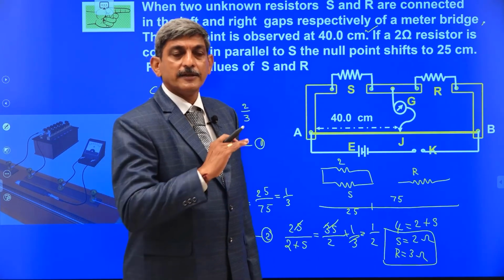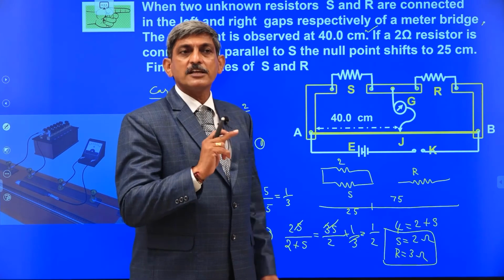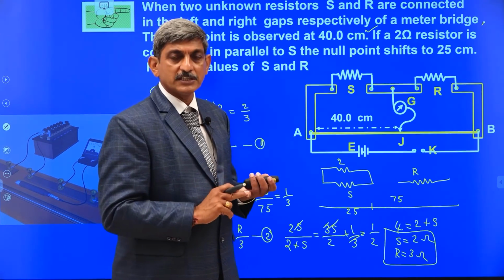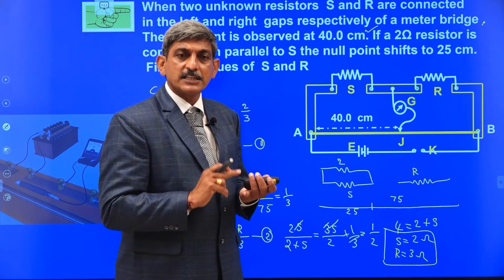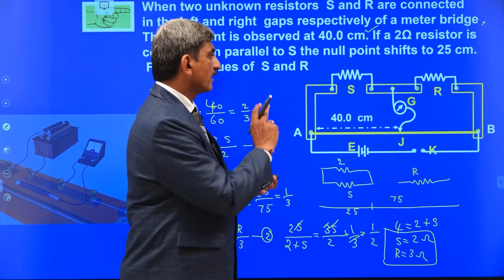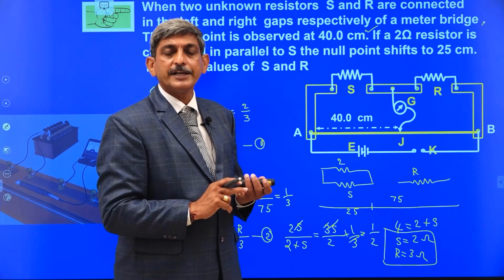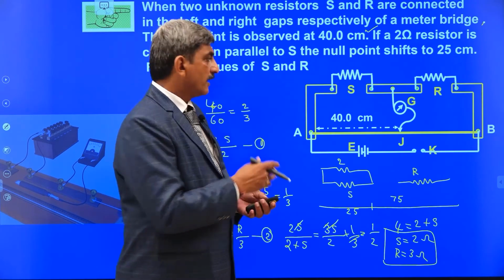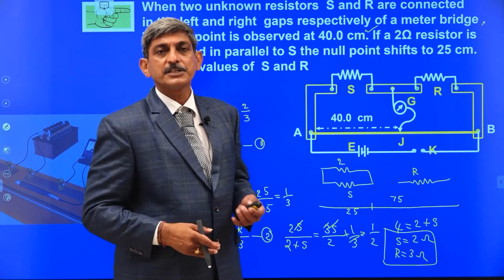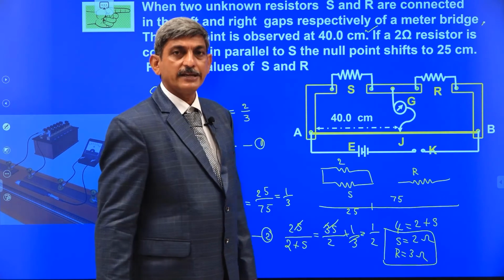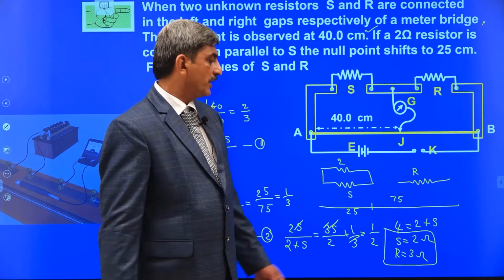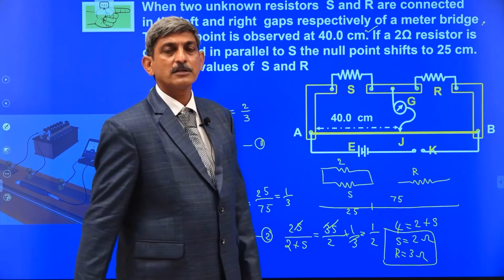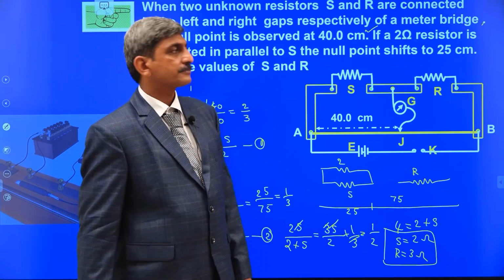That's why for the first case, what is the relation between R and S? You have to identify one equation. After that, after connecting the resistor either in series or in parallel combination across the resistor in the left gap or right gap, we have to identify the equivalent resistor in that gap. After that, again by applying the balancing condition, we can write the second equation. So by solving the two equations, we get the two unknown values. This is an important model for the objective exams.